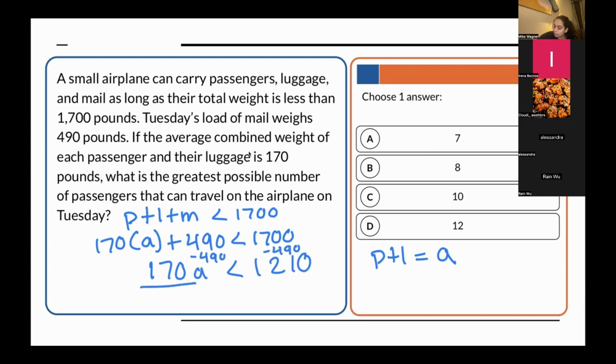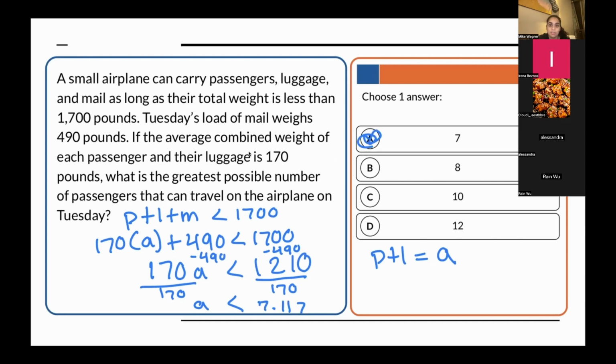Now we have to divide by 170 to get the value of A. And A has to be less than 1,210 divided by 170, which is 7.117. And since it needs to be less than, the only integer that's less than that in the answer choices is A. Does anybody have questions on this?